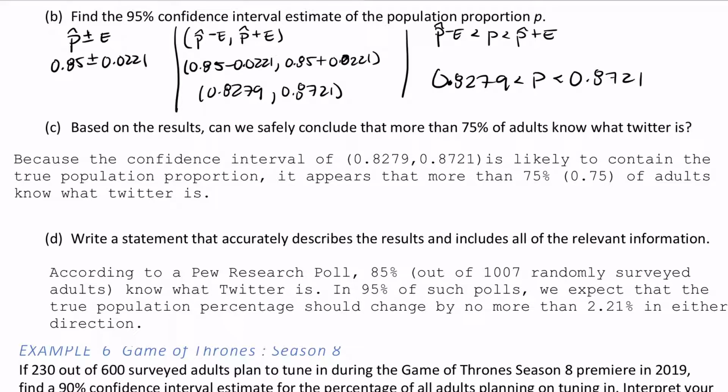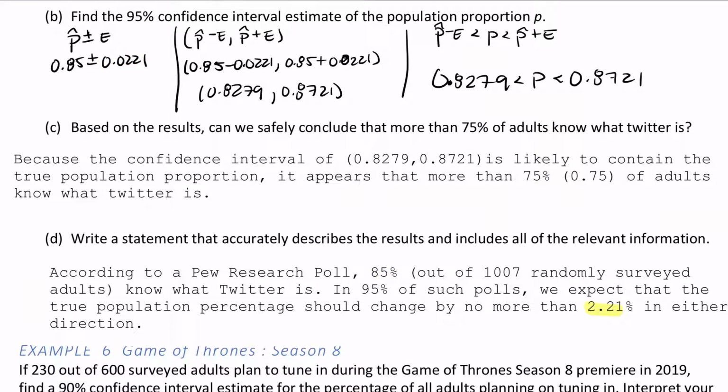According to a Pew Research poll, 85% of 1,007 randomly surveyed adults know what Twitter is. In 95% of such polls, that is if we polled a random sample of the same size over and over again, we'd expect that in 95% of those polls, the true population percentage should change by no more than 2.21% in either direction. And if you're wondering where this is from, it's our margin of error here. So 2.21% larger than this and 2.21% smaller than this.